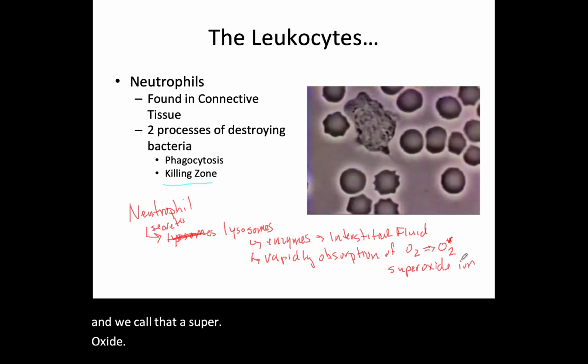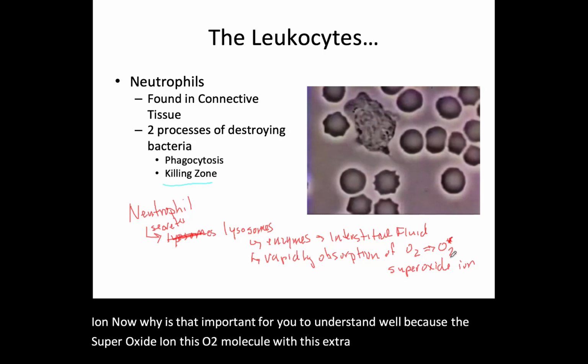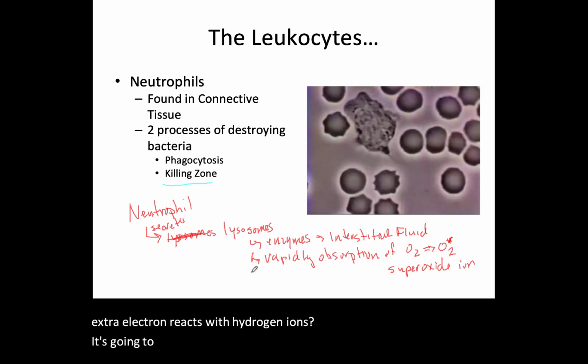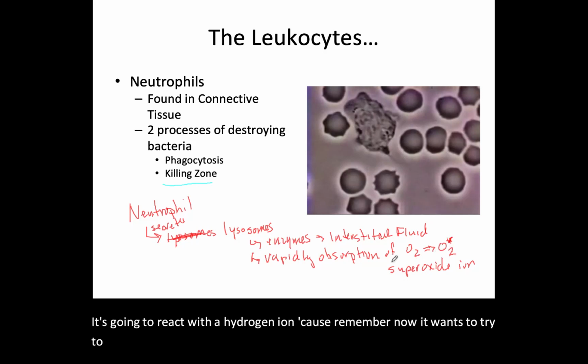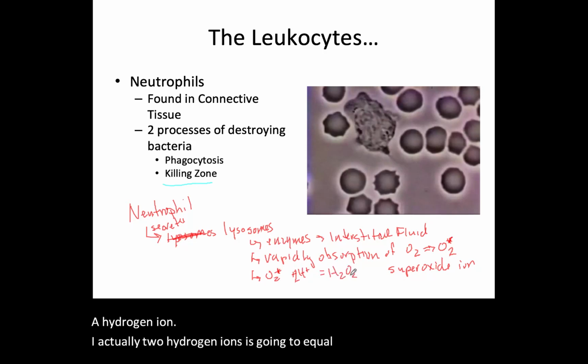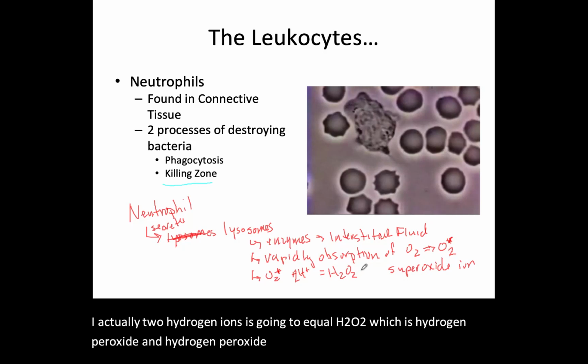Now, why is that important for you to understand? Well, because the superoxide ion, this O2 molecule with this extra electron, reacts with hydrogen ions. It's going to react with a hydrogen ion because remember now it wants to try to balance this extra electron out. And so O2 superoxide plus hydrogen ions, actually 2 hydrogen ions, is going to equal H2O2, which is hydrogen peroxide. And hydrogen peroxide is highly toxic to cells.